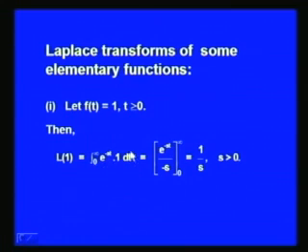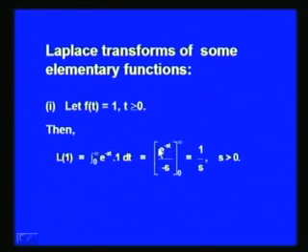The integral of e to the power minus st is e to the power minus st over minus s. When t goes to infinity, infinity being the upper limit here, e to the power minus st goes to 0, provided we assume that s is greater than 0. So, here the condition on s comes into the picture.